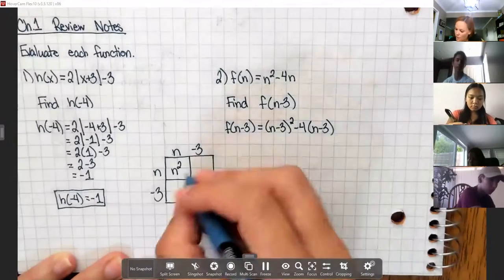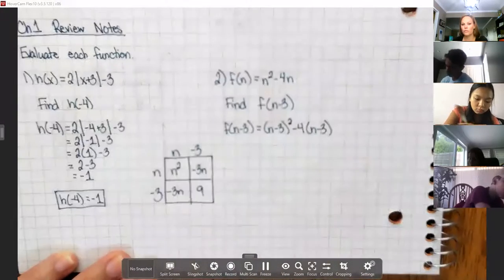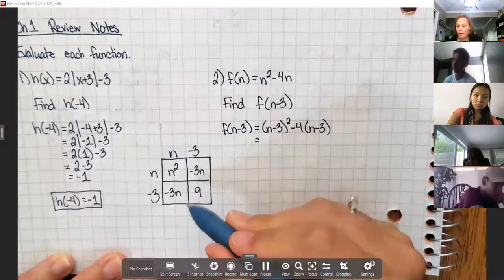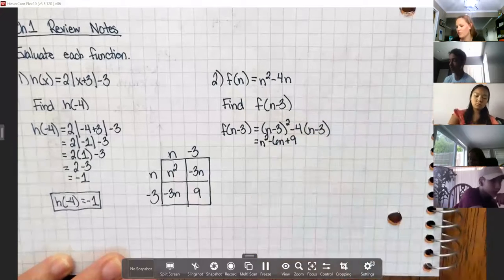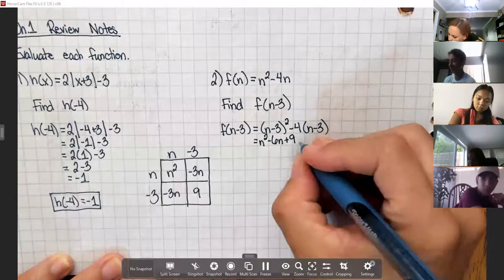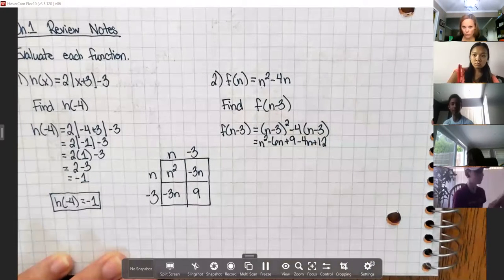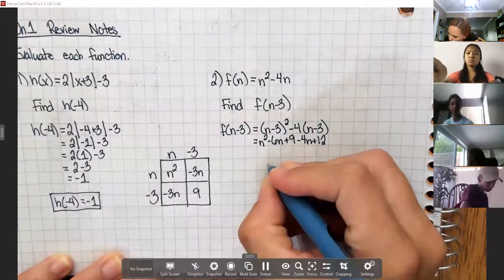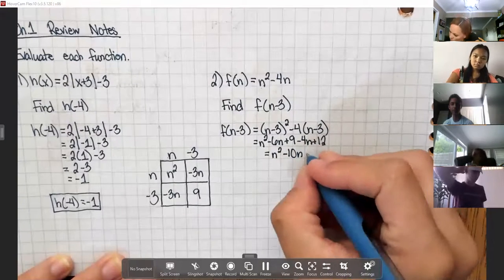So n squared, negative 3n, and 9. So again, this first part we made a box. So n minus 3 squared becomes n squared minus 6n plus 9. That's a positive 9. And then for this second part, we distribute the negative 4. So minus 4n plus 12. We end up getting n squared minus 10n plus 21.